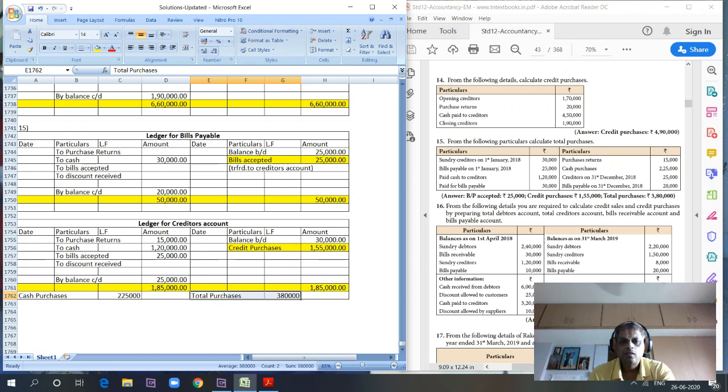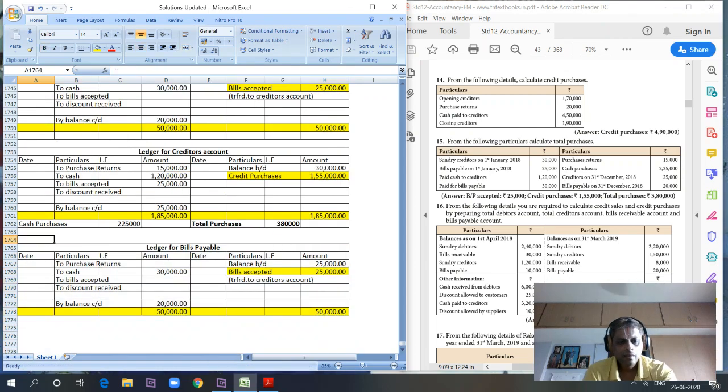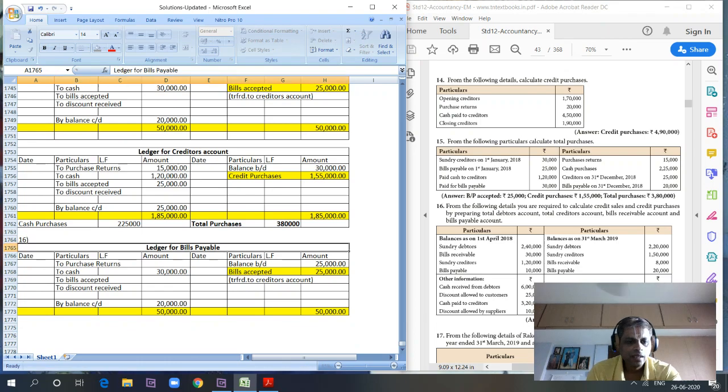So let's get into the next one. While this file is getting set up, we'll go to the next one. From the following details, you are required to calculate credit sales and credit purchases by preparing the total debtors account, total creditors account, bills receivable account, and bills payable account. So let's first do the ledger for bills payable. I am in question number 16, right?